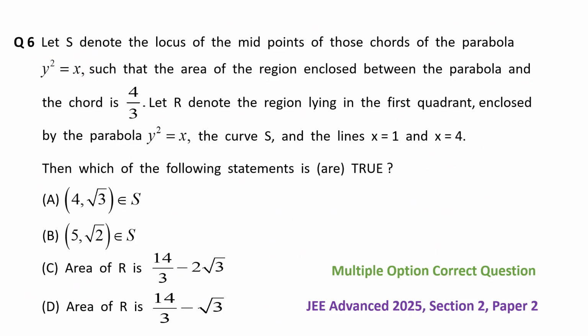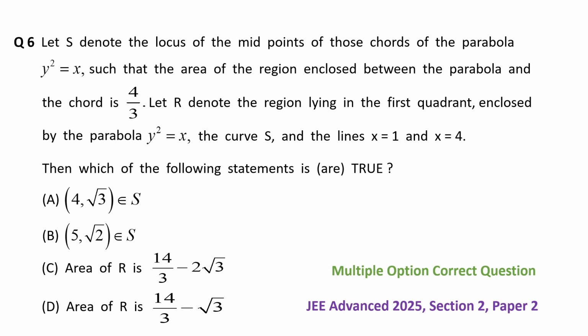Now students, this is the next question. It's a very good problem based on the concepts of coordinate geometry and area enclosed between the curves. It says, let S denote the locus of the midpoints of those chords of the parabola y square equal to x, such that the area of the region enclosed between the parabola and the chord is 4 upon 3. Let R denote the region lying in the first quadrant enclosed by the parabola y square equal to x, the curve S, and the lines x equal to 1 and x equal to 4. Then which of the following statements is true?